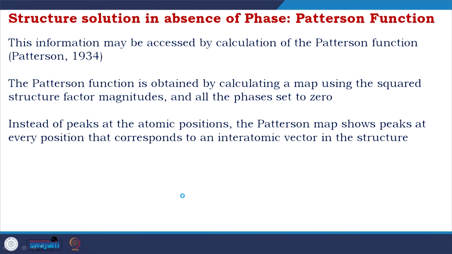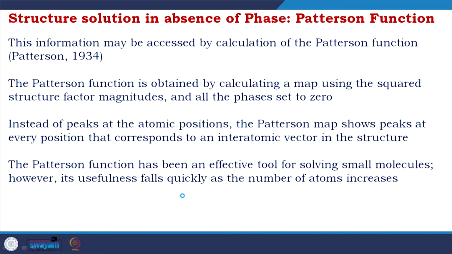Instead of peaks at the atomic position, the Patterson map shows peaks at every position that corresponds to an interatomic vector in the structure. The Patterson function has been an effective tool for solving small molecules. However, its usefulness falls quickly as the number of atoms increases. So it is possible to calculate it without getting the information about the phase, but the more atoms, the more complexity, and the method becomes less effective.